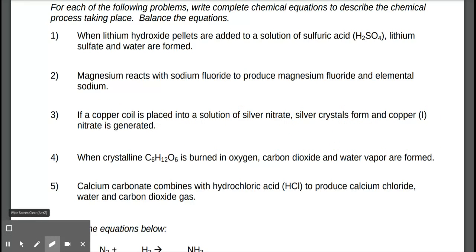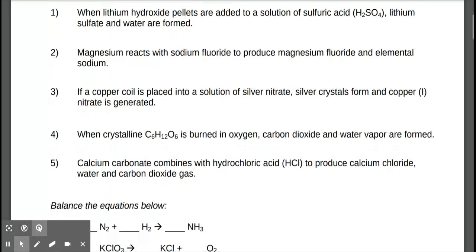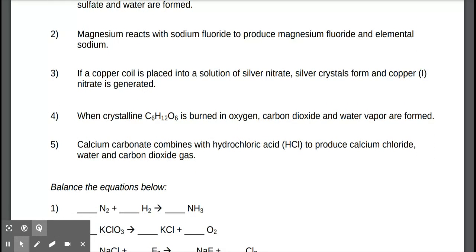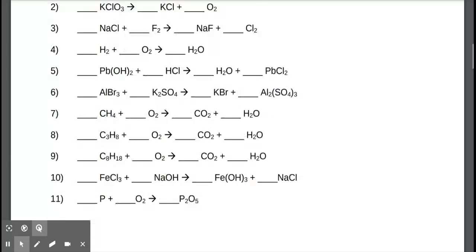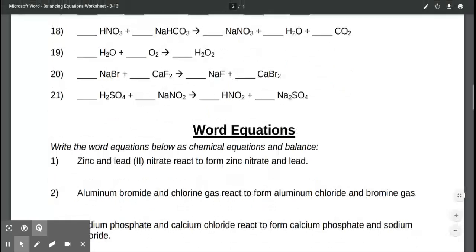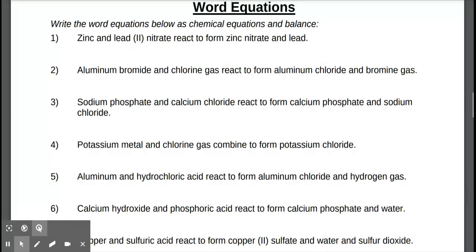And then number 4, number 5, I've already made 2 videos on number 4 and number 5 as far as writing them out and also balancing them. So I'm not going to do those. I'm not going to go nuts on that. But let's go down here. I believe the zinc and lead, I did that, and the aluminum bromide chlorine gas. I think number 1 and number 2 I've already done.